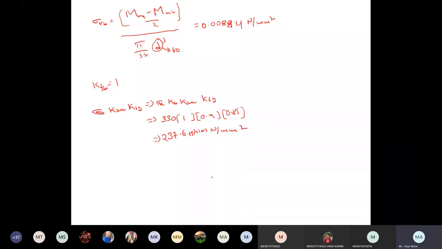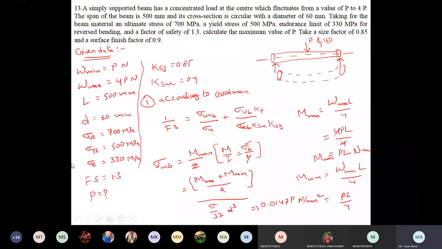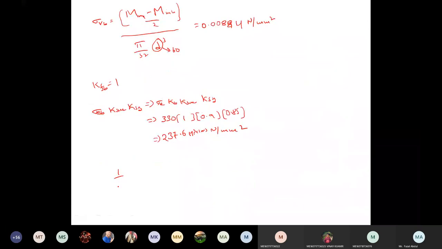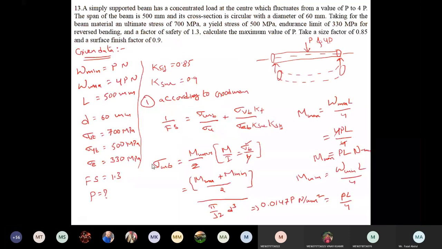Okay. Every time, don't forget to write the units for the dimensions as well as for the stress values. Now substitute directly. 1 by factor of safety. How much is the factor of safety given? Factor of safety is 1.3 equals mean stress. How much did we get for mean stress?